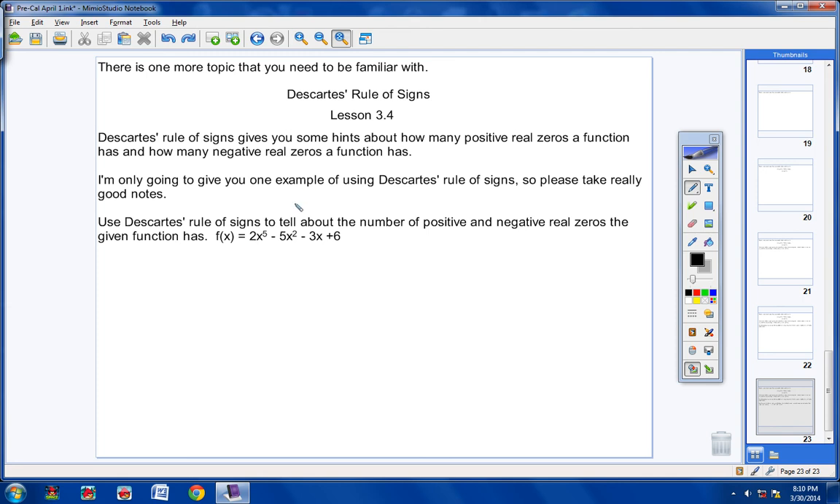Here's what you do. First of all, you make sure the function is written in standard form. Take some good side notes here. I really don't have steps written down for you because it's really a simple procedure. First, make sure it's written in standard form. Then all you do is go from term to term to term, looking for sign changes. That's it. You're just going from term to term looking for sign changes.